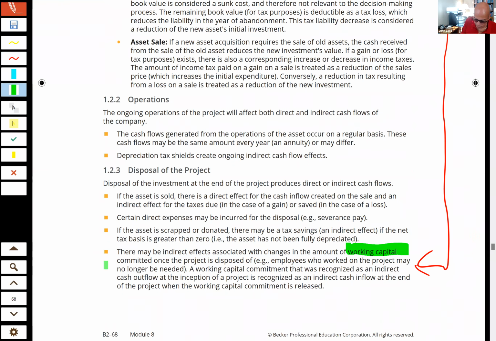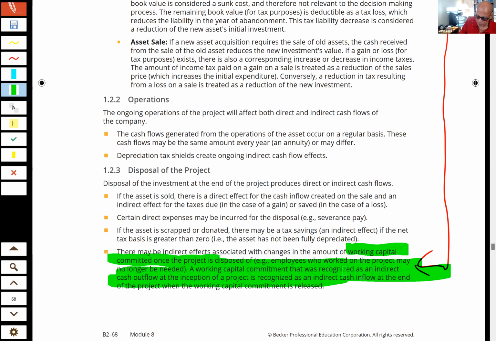Okay, so working capital committed that was recognized as an indirect cash outflow at the inception would be an inflow once the project is disposed of, at the end of the project, but we would have to discount that to present value. Usually the cash outflow at the beginning of the project, there's no need to discount. The cash inflow at the end of the project, when the working capital is released, would need to be discounted.